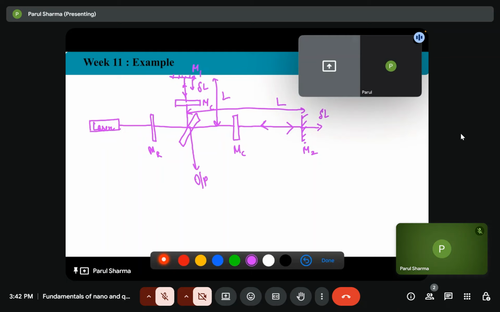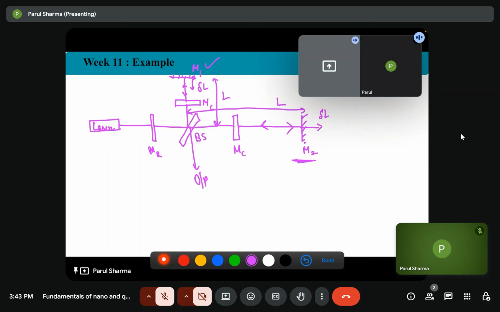What is happening here? So here we have one laser. This is beam splitter. After the beam splitter, it is divided into two parts, and here we have one mirror, and the other mirror, and these are suspended. So we can change the delta L.